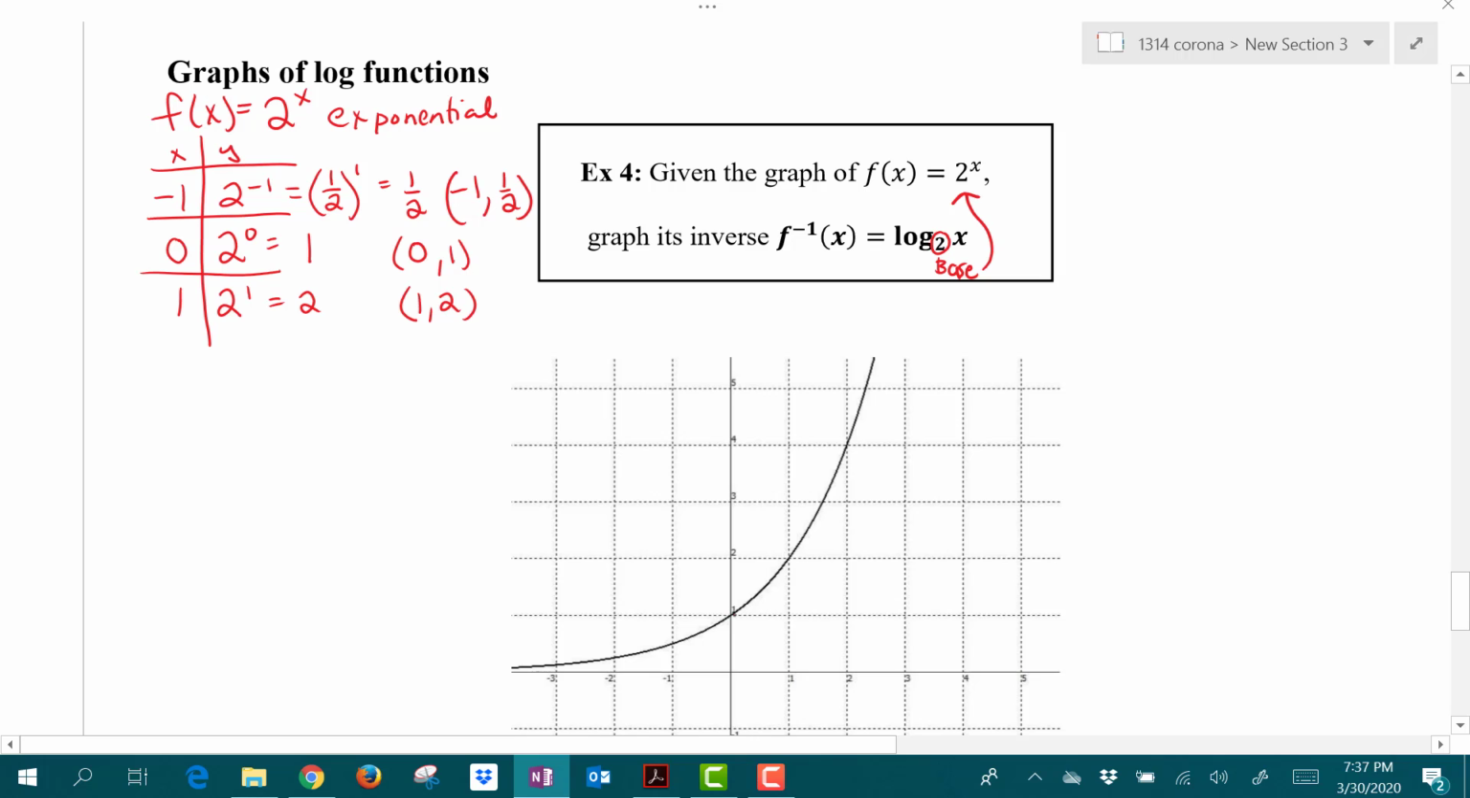So this is the exponential: 0, 1. I have 1, 2. And that was -1, 1/2. Okay, so this is the graph of the exponential function. This is not what we want, but this is the exponential, or the inverse of what we want. Let's keep a couple of things in mind as we do this, that the x-axis is acting as a horizontal asymptote.